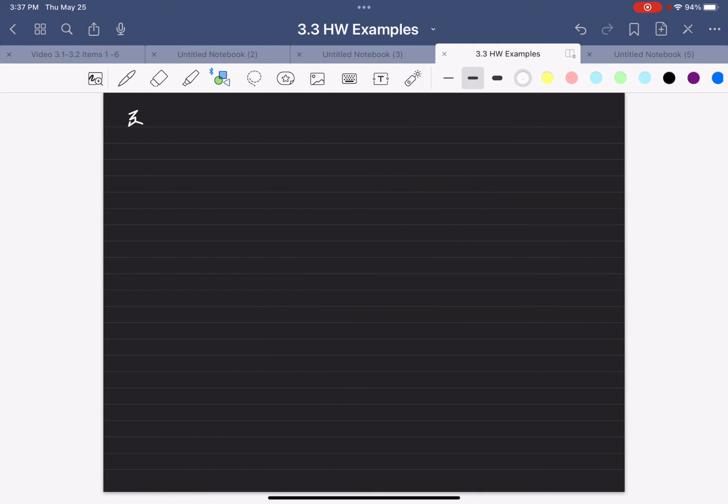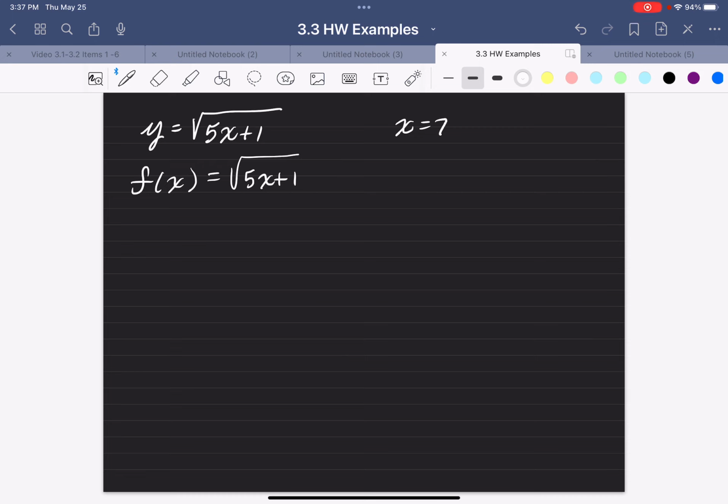In number 3, they give us a square root function. y equals the square root of 5x plus 1. And they don't use the function notation, but they could. f of x is the square root of 5x plus 1. Because both of these, y and f of x, mean what is the output for a given input of x. This time, it's between x equals 7 and x equals 16.